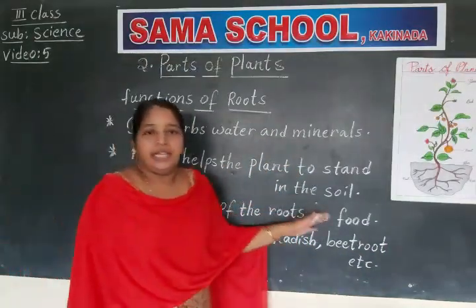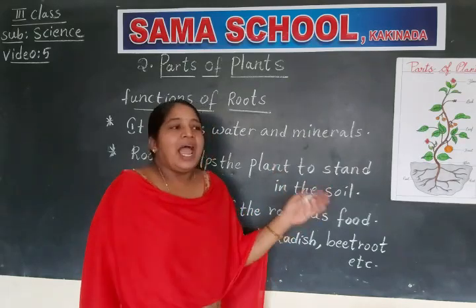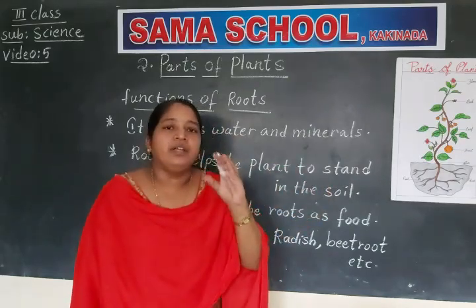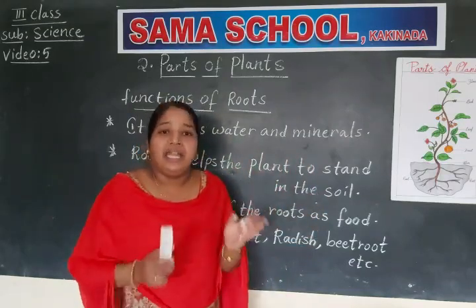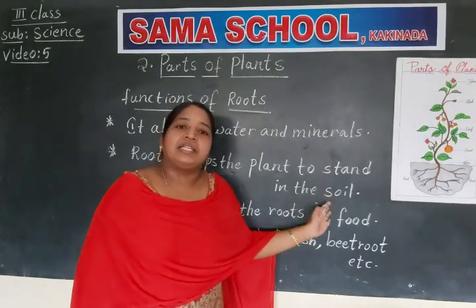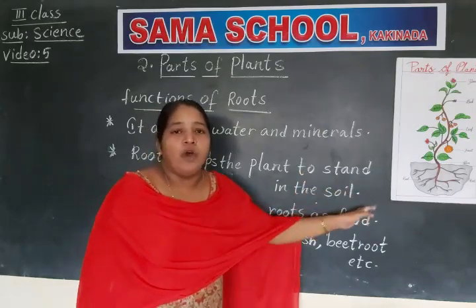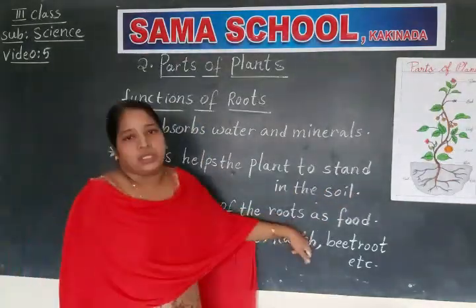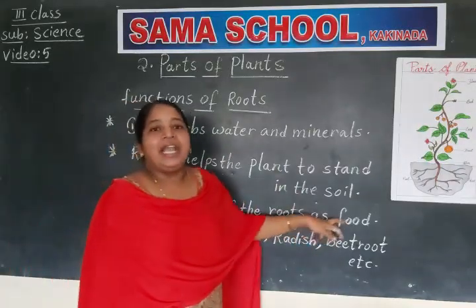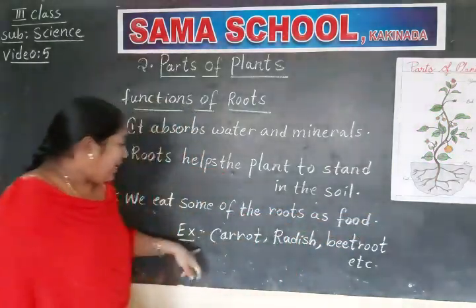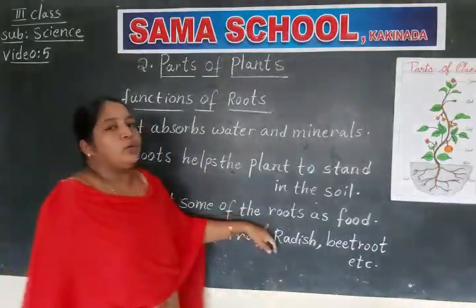Actually, the food is prepared in the leaves, and from the leaves, the food is carried to different parts of the plant body, and the plant uses some of the food for its growth. The remaining food is stored in different parts of its body, and some food is stored in roots. That stored food we are eating, as root vegetables like carrot, radish, beetroot, etc. So we eat some of the roots as food.